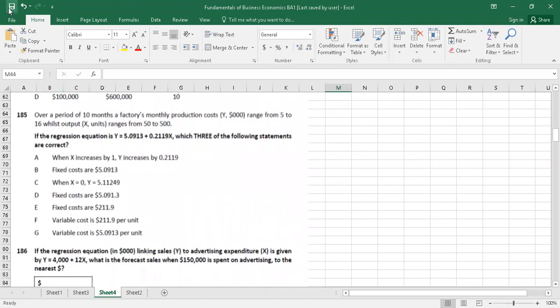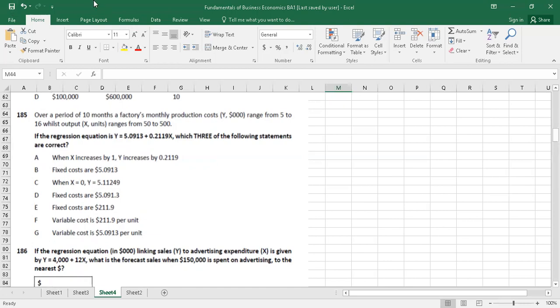Question number 185. Over a period of 10 months, a factory's monthly production cost ranges from 5 to 16, while output in units ranges from 50 to 500. If the regression equation is y is equal to 5.0913 plus 0.2119x, which three of the following statements are correct? Okay.